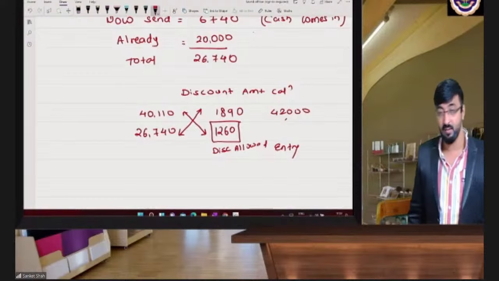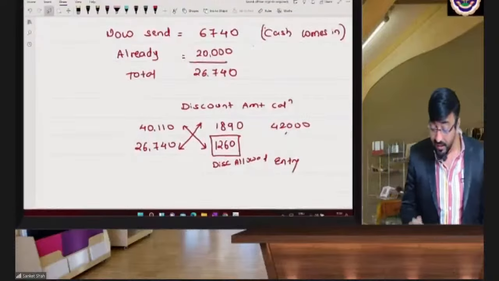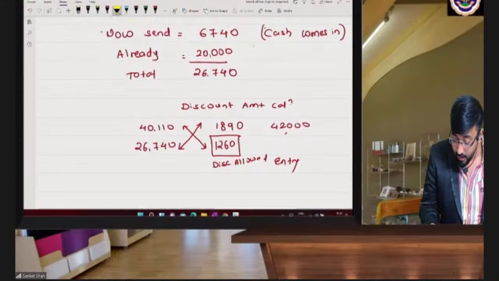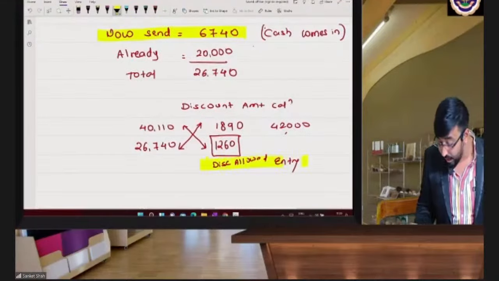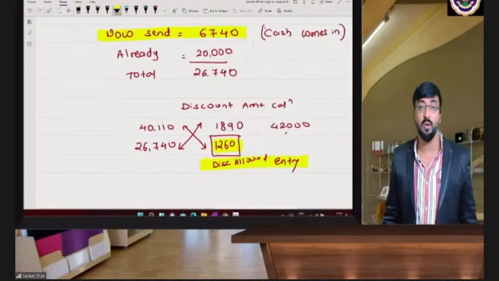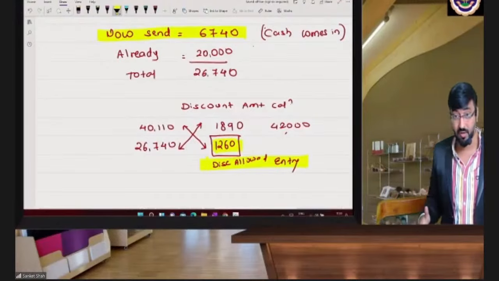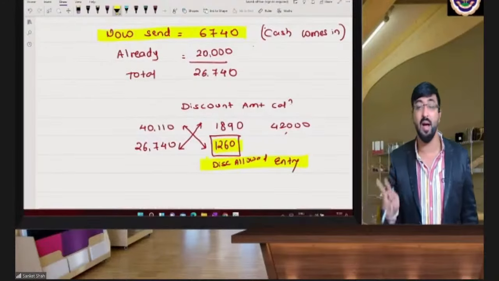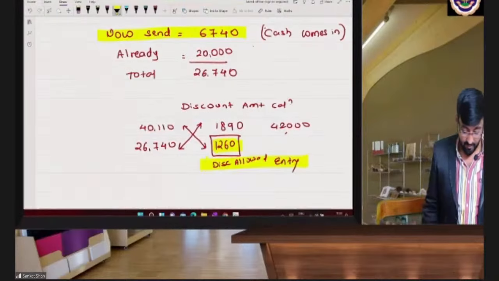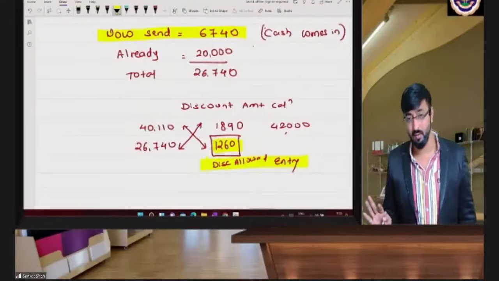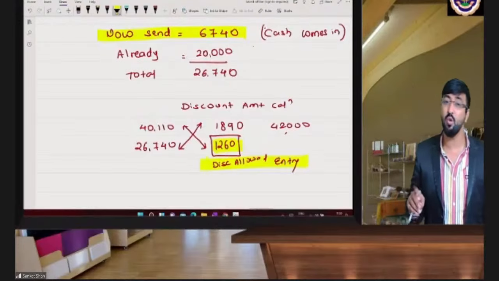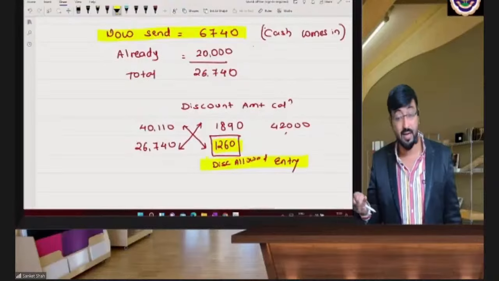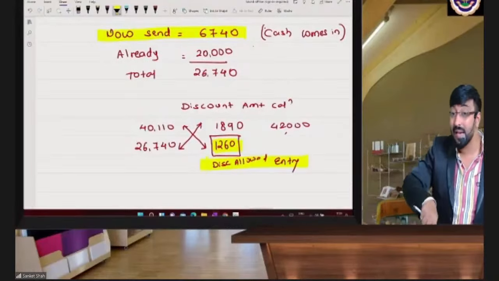So understand, we have to pass entry for, yes, I will mark the entry. We have to pass the entry for Y's sending, and discount allowed is 1260. So we have to pass entry: cash account debit, discount account debit, to Y account. Very simple. Or you may consider directly 2/3. You may consider directly 1890 into 2/3, but a more accurate way, because you may have 50% after that. So more accurate way to consider like this.